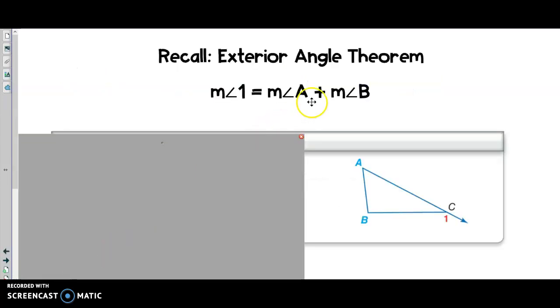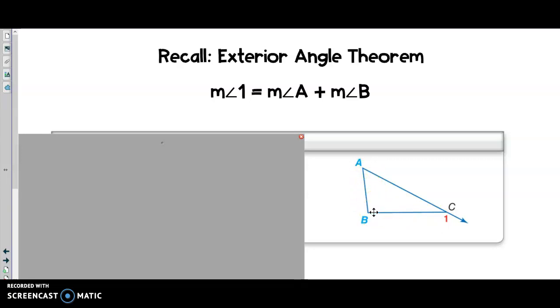So just recall from chapter 4, we talked about the exterior angle theorem. If we use this picture here, the exterior angle theorem said that if you have an angle exterior to the triangle, it was equal to the sum of the two remote interior angles.